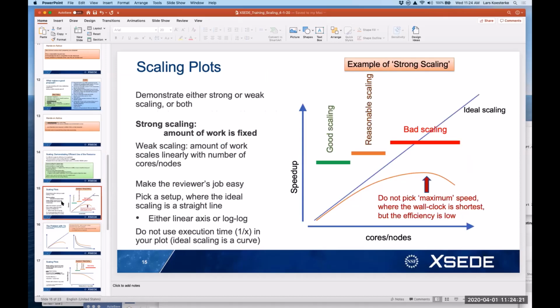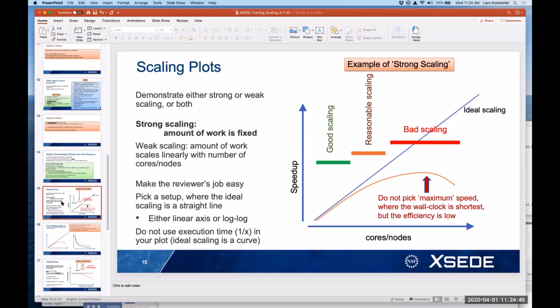And so we come to the first scaling plot, and whenever you do scaling, there are 2 kinds of scaling. There's strong scaling and there's weak scaling. Strong scaling is easier to understand, where you keep the amount of work fixed, and now you throw more and more resources at your problem. And when you do that, you get a speed up.